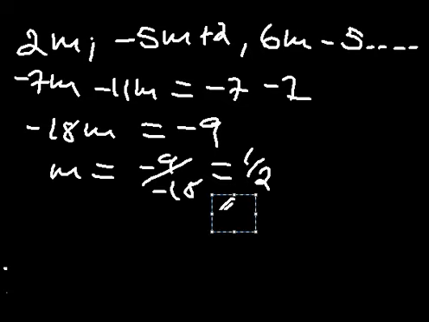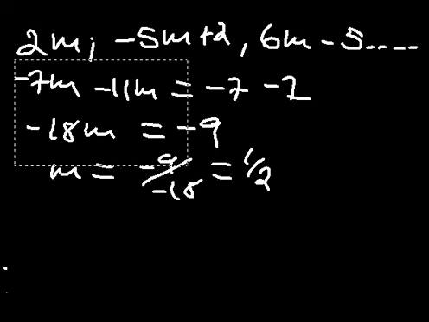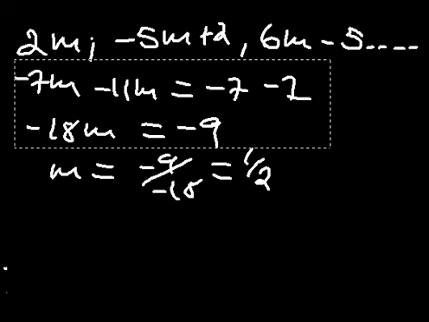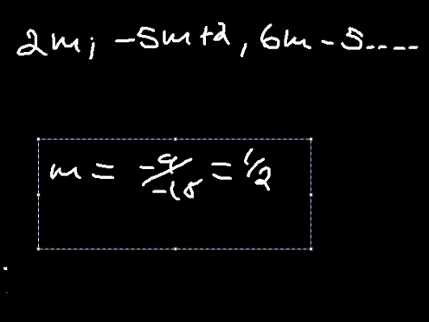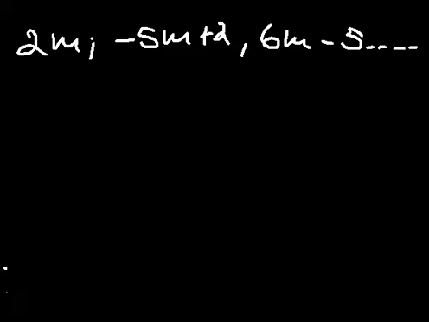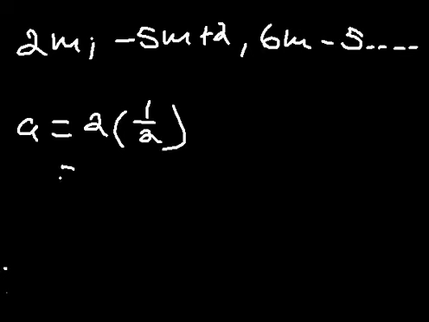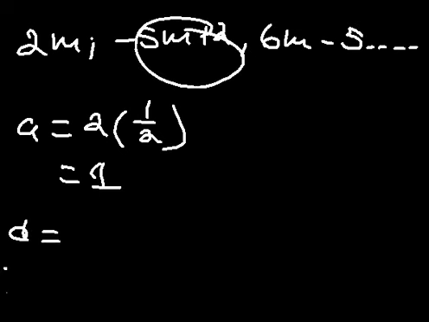So now we have the value of m, which is half. What is the first term and the common difference? The first term, a, is equal to 2 times half, which is equal to 1. That's the first term. And what is the common difference? We'll have it as this one minus this one.